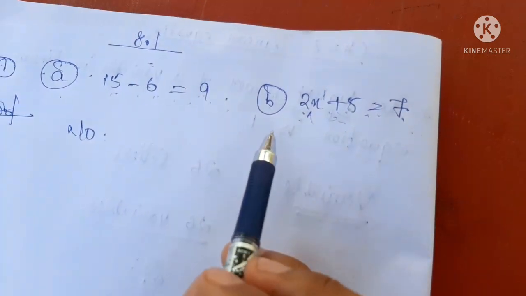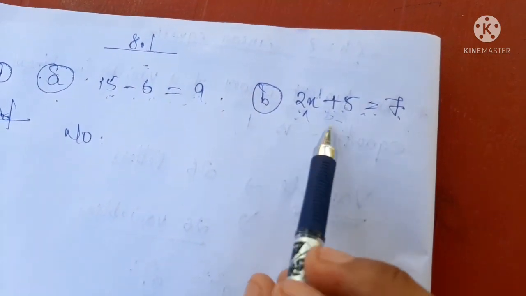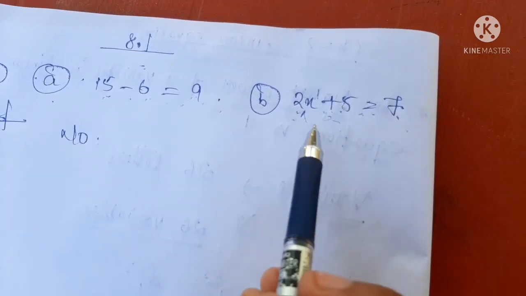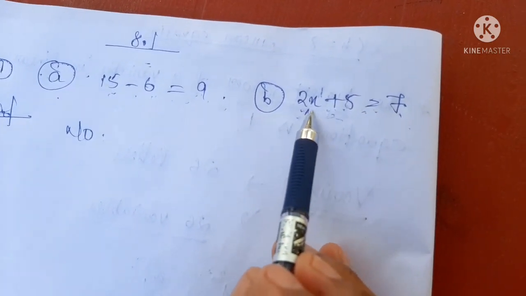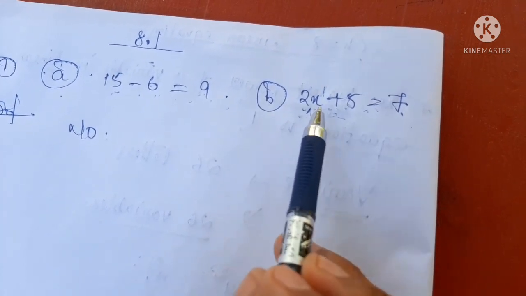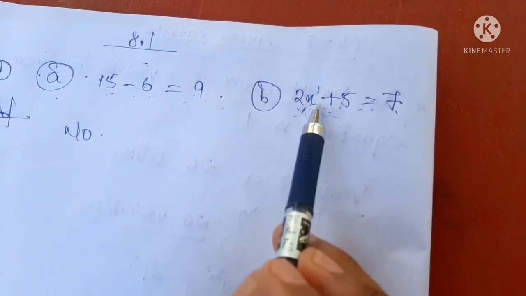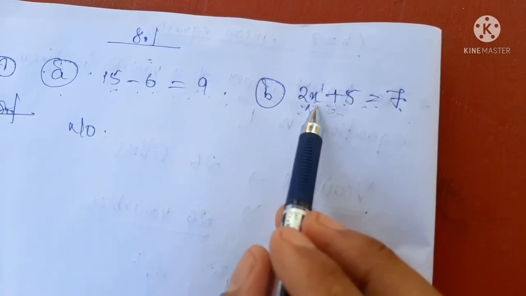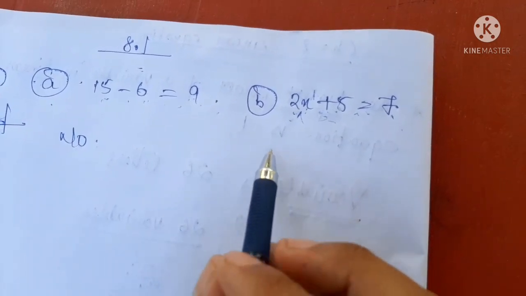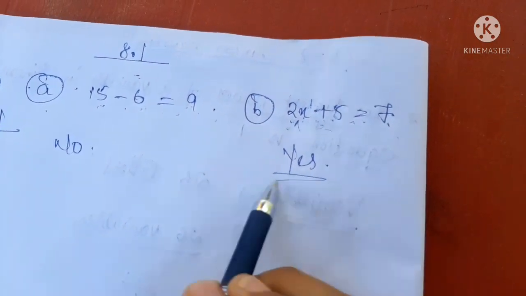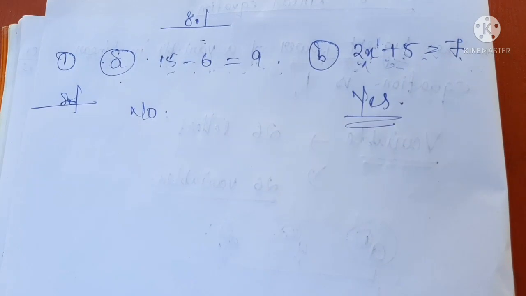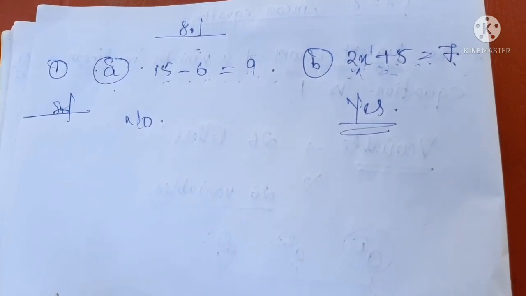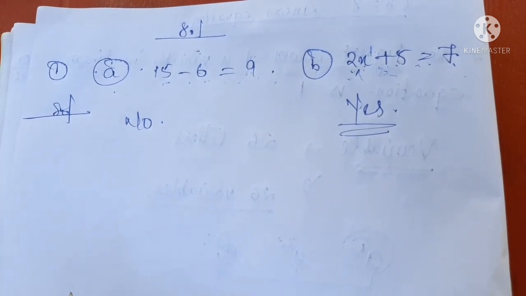Now in question number b, we can see 2x plus 5 equal to 7. So here there is one variable x, right? The power you have to see, power is what? 1. So it's the linear. Linear equation, so the answer will be yes. So my dear students, in linear equation we must have a variable, and the power should be only 1.